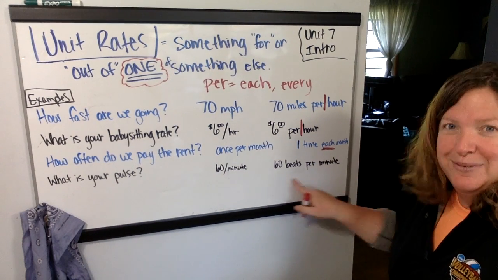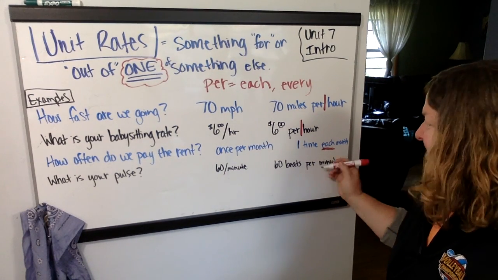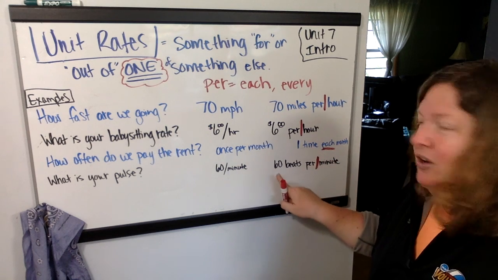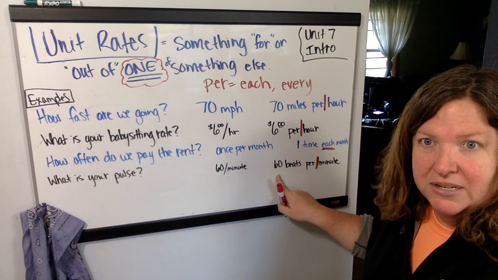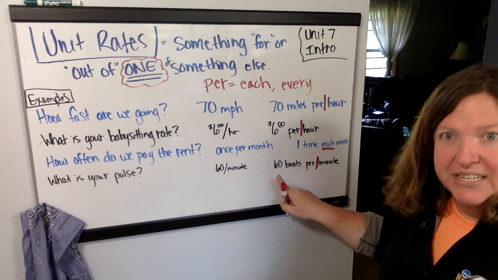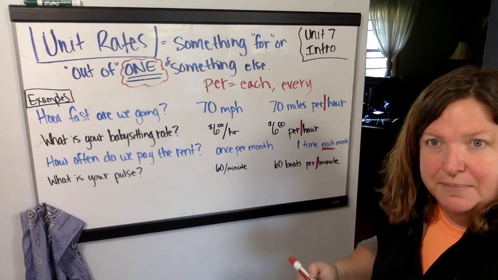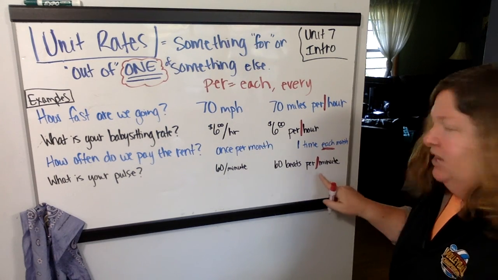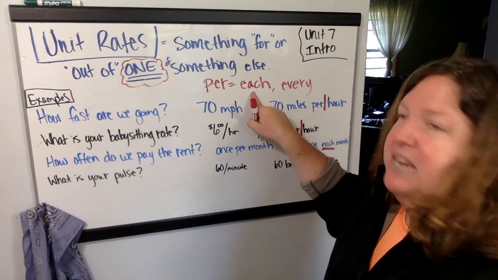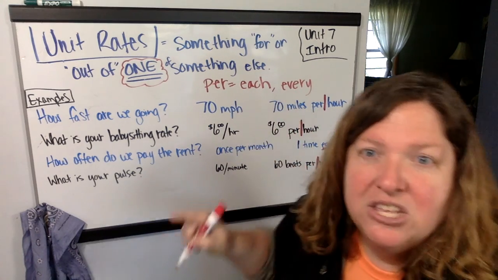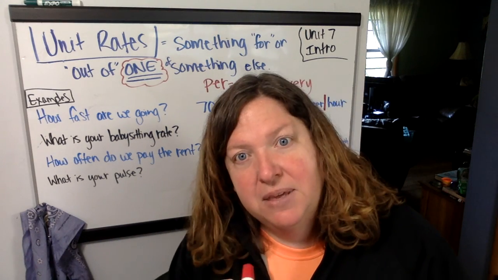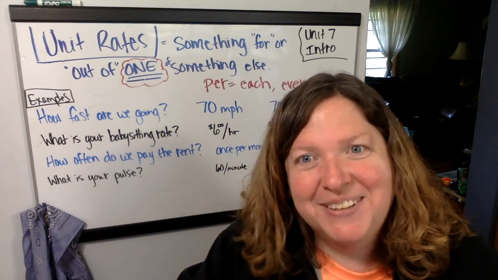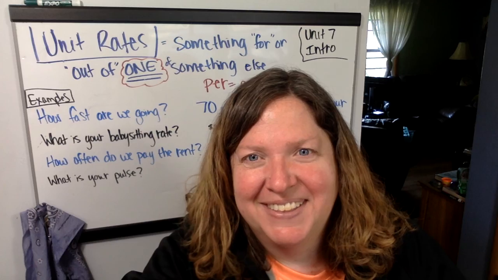So what's invisible in there? It's that one. Every minute, your heart beats 60 times. So after the first minute, it's beat 60 times. After the second minute, 120 times, etc. So there it is again, per minute. Per meaning each or every, and the unit rate meaning something out of one something else. I hope that clarifies that a little bit.